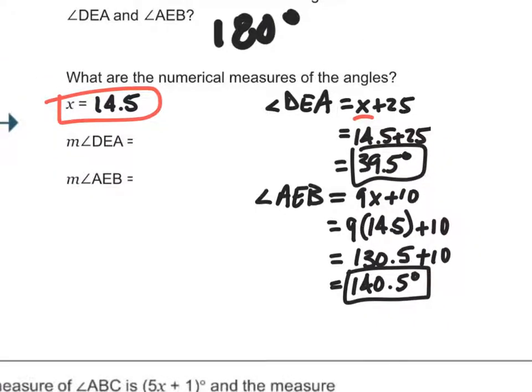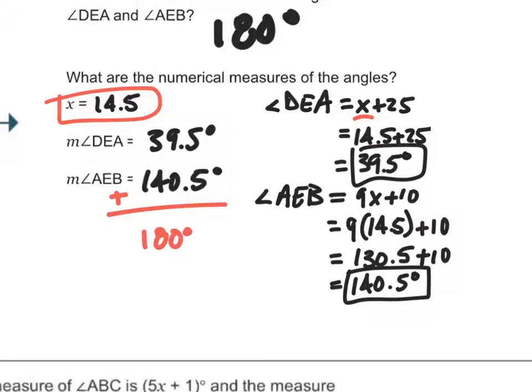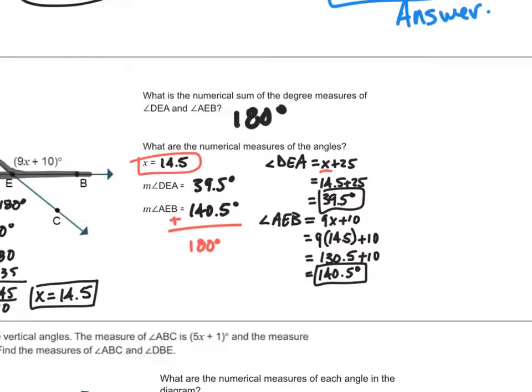Angle DEA is 39.5 degrees, and this is 140.5 degrees. If I take both of those angles and add them together, 140.5 plus 39.5, it should give us 180. So if you add these together, you should get 180 degrees. That's how you know if you're right.